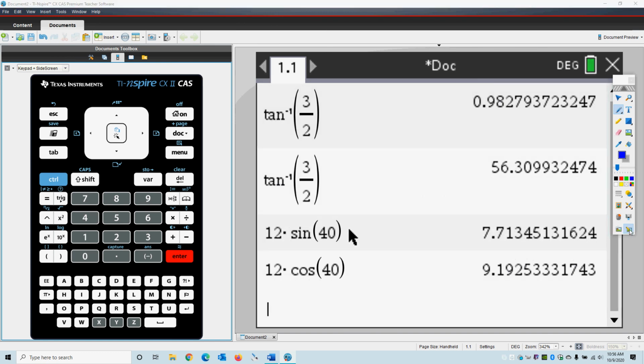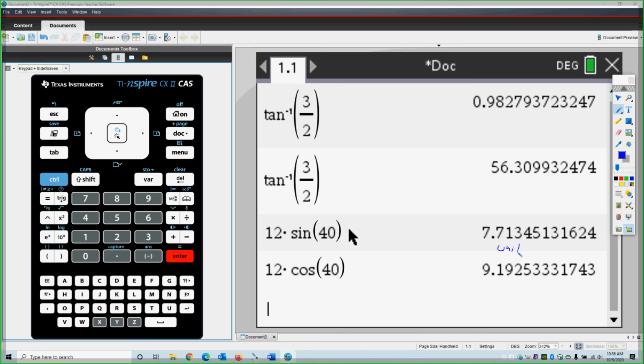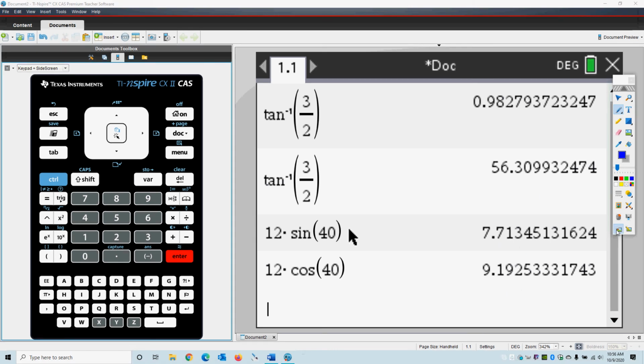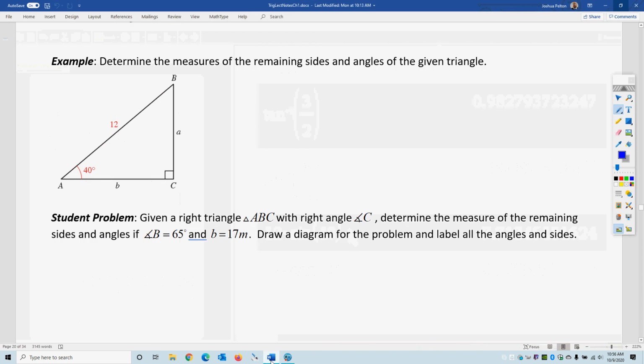Since we don't know a specified length, they're just going to say units for the label. All measures should be labeled, right? Radians, degrees, and lengths. So 7.71 is fine for the first one. 9.19 is sufficient for the second one. And we can use units as the specified because it's unlabeled. Okay, pause the video, try the student problem.